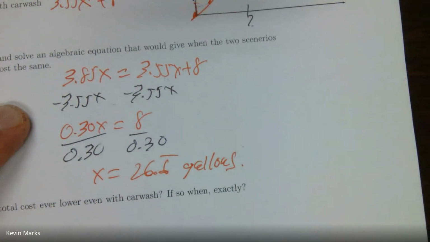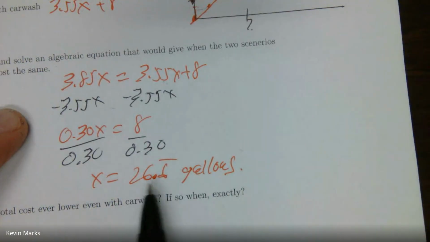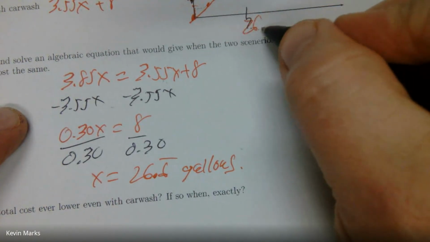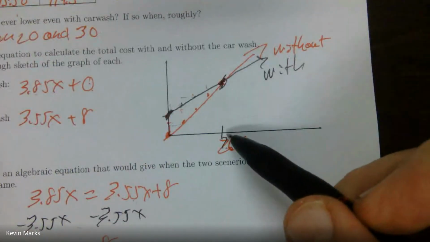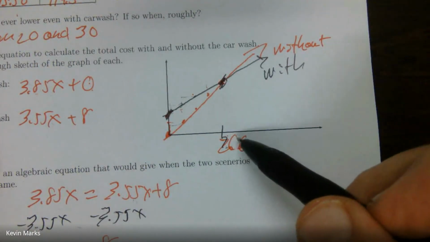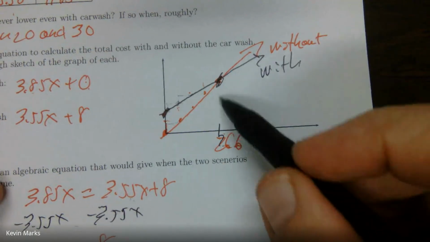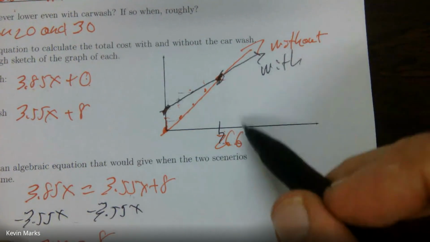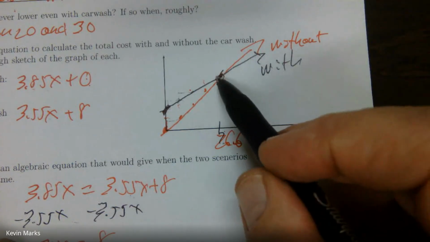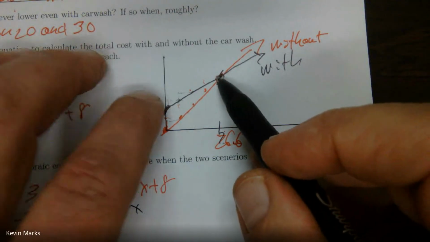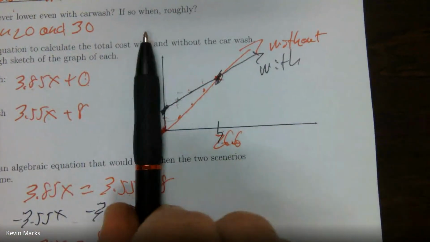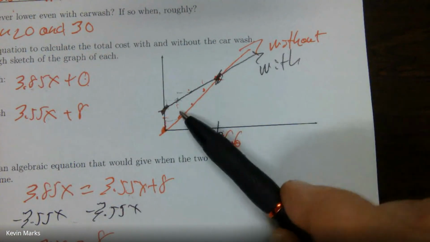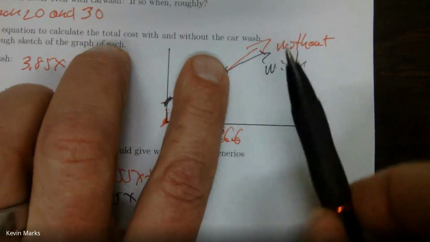All right. So what makes you understand what happened here? 26.6 gallons. Right there, if you were to buy exactly 26.66666 gallons, which one would be more expensive? Neither one. They would be exactly the same price. That's the point. If you were to buy that exact same amount, each one would be the exact same. And the whole idea here is if you're below that, don't buy the car wash. If you're above that, buy the car wash, right?